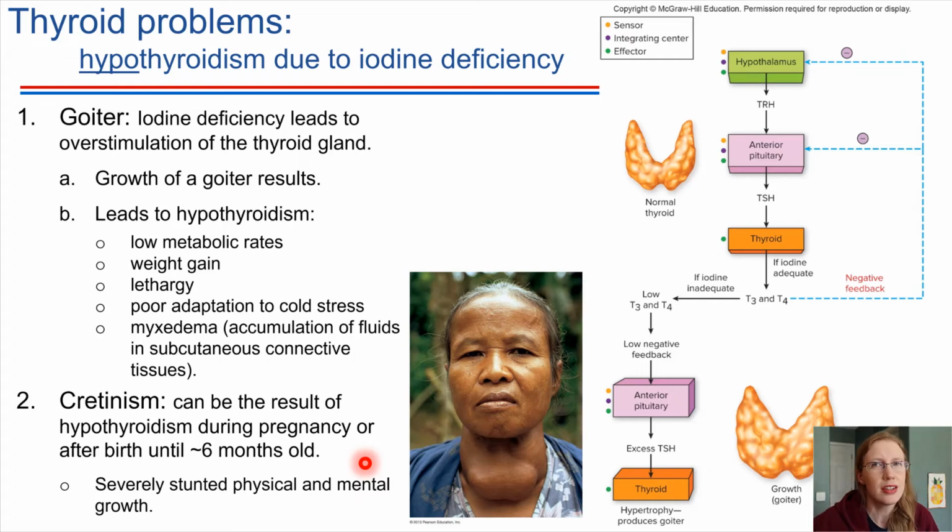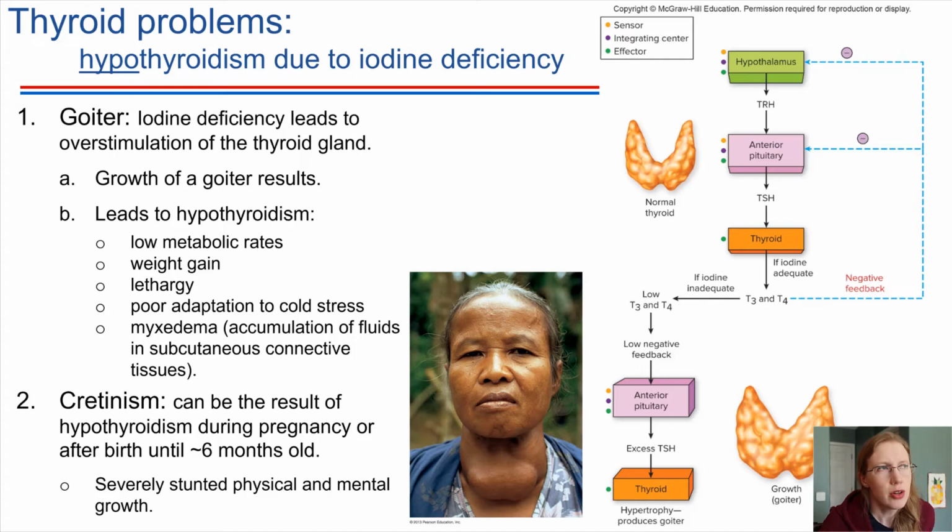That's really the key time where the nervous system is developing. And so if there's not sufficient thyroid hormone present for the baby at that period of time in life, this can lead to very severe disabilities, physical and mental as well, because again, gene expression is so dependent on these hormones throughout the body, nervous system included. So that's cretinism due to hypothyroidism at a young age.